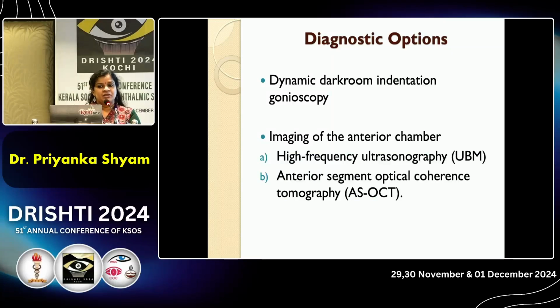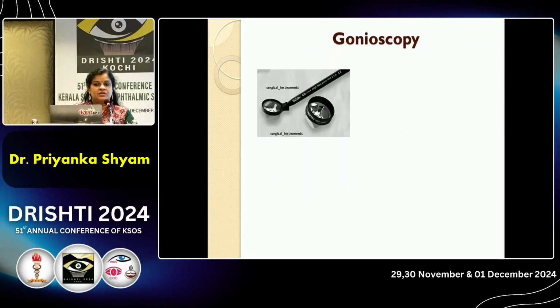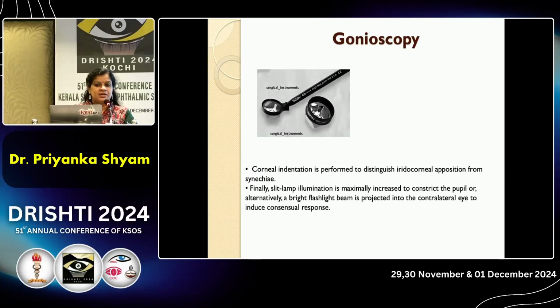Coming to the diagnostic options, the first one is dynamic dark room indentation gonioscopy, followed by imaging of the anterior chamber, which includes UBM and ASOCT. So gonioscopy is performed with a 4-mirror contact goniolens and corneal indentation is subsequently performed to distinguish iridocorneal apposition from synechiae. Finally, the slit lamp illumination is maximally increased to constrict the pupil. Thus, this technique allows a dynamic study of the peripheral iris in relation to the angle structures while in motion.